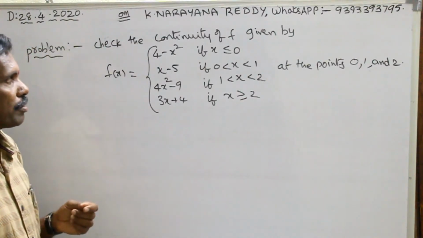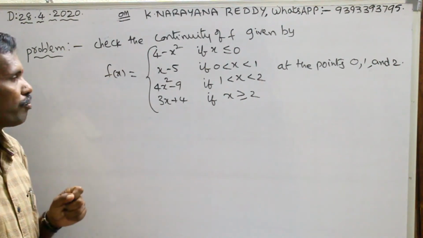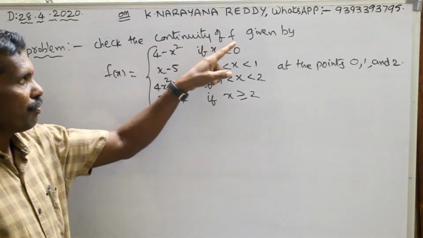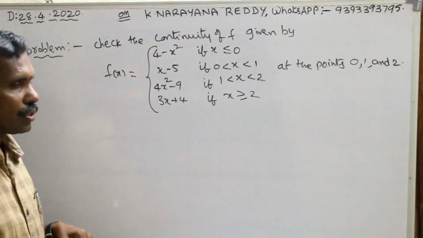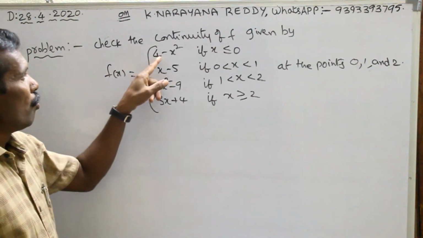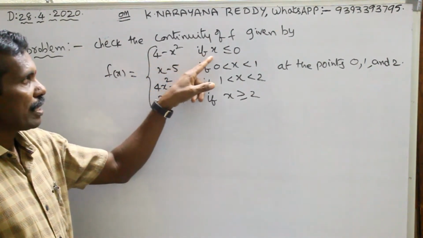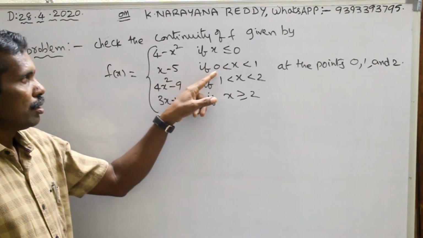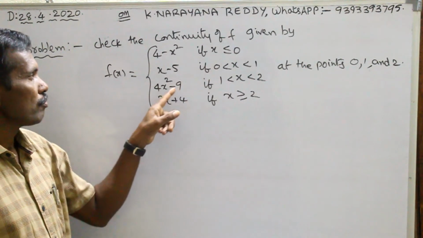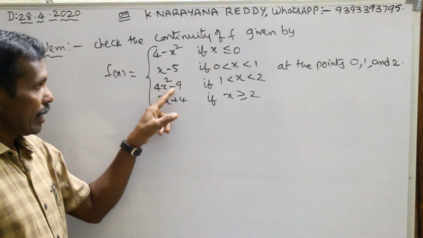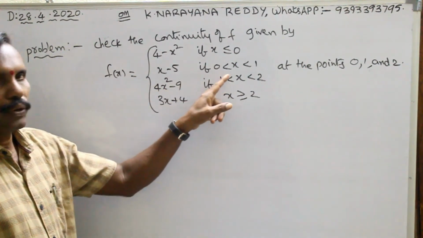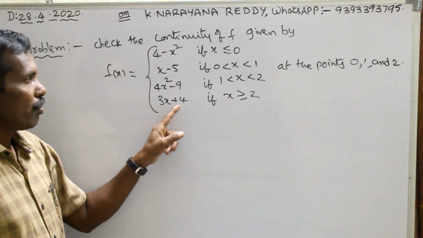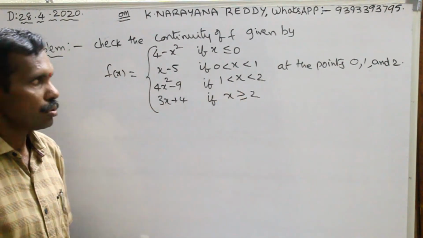In this class, I am explaining about continuity. Check the continuity of f given by f of x equals 4 minus x square if x is less than or equal to 0, x minus 5 if x is between 0 and 1, 4x square minus 9 if x is between 1 and 2, 3x plus 4 if x is greater than or equal to 2.